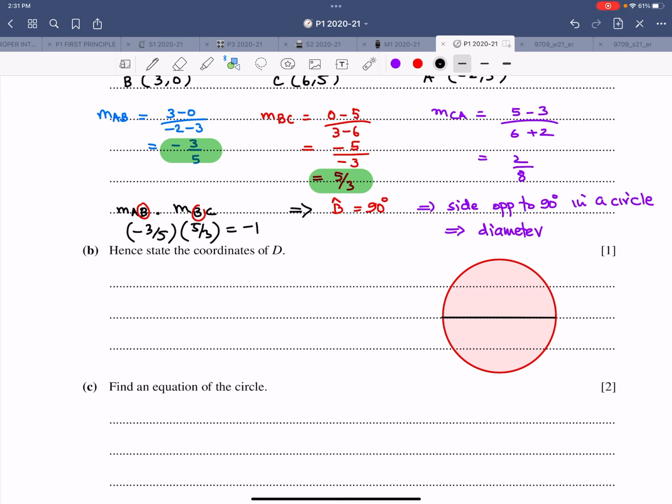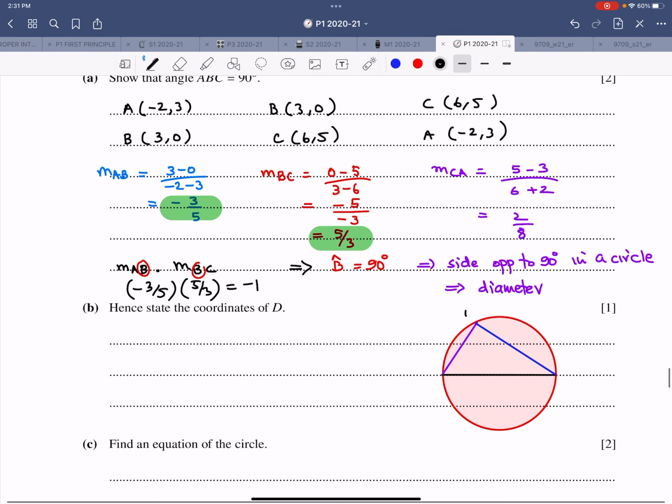And what else is there? Let me draw one line like this. And let me draw another bluish line like this. So therefore, this is the scenario. This is not the exact diagram. Keep that in mind. This is angle B. And this is A. And this is C. So therefore, AC is the diameter.